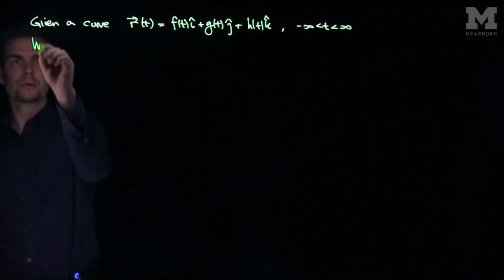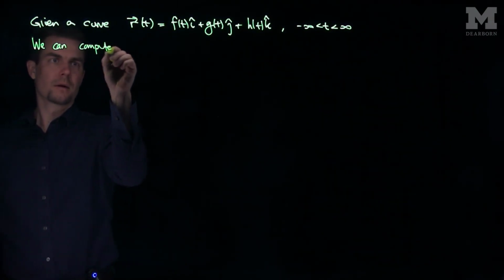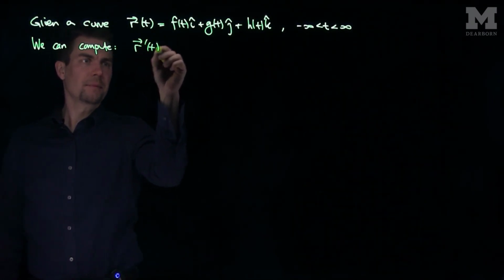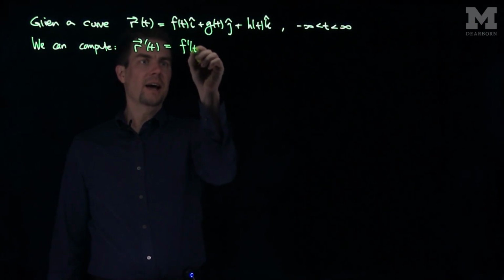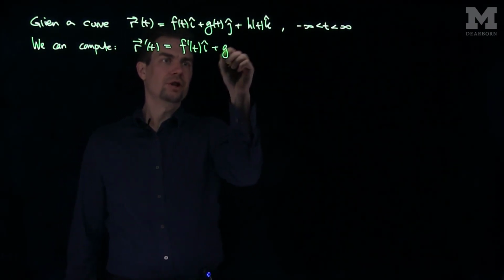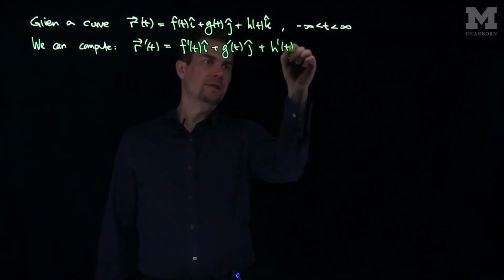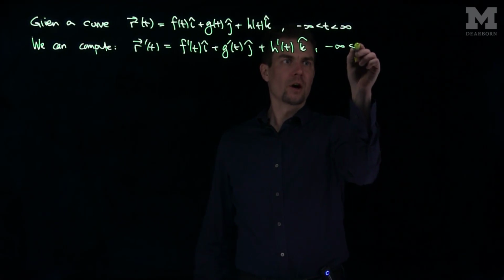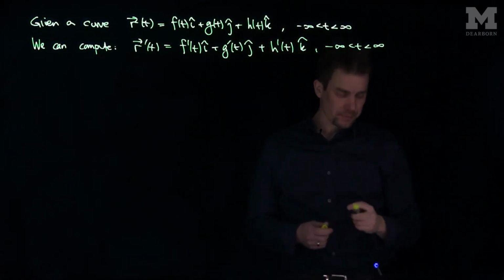We can compute the derivative r prime of t as the derivative of each individual component, as f prime of t i hat plus g prime of t j hat plus h prime of t k hat. So, to perform calculus on a curve, we perform calculus on each individual component.